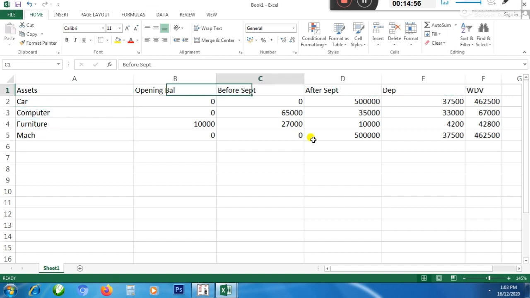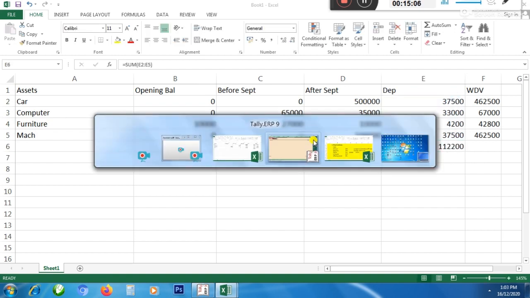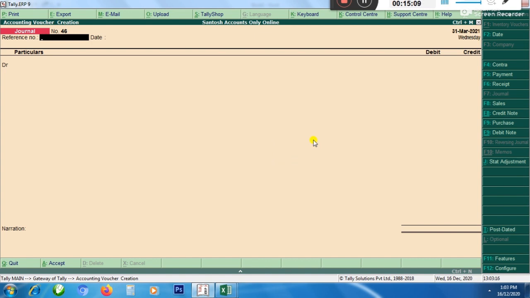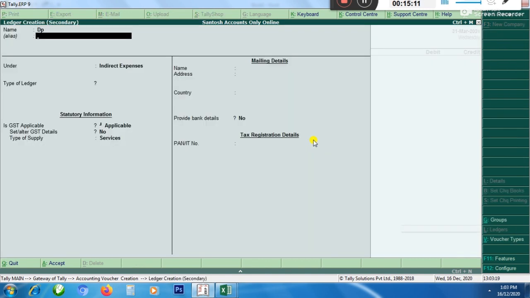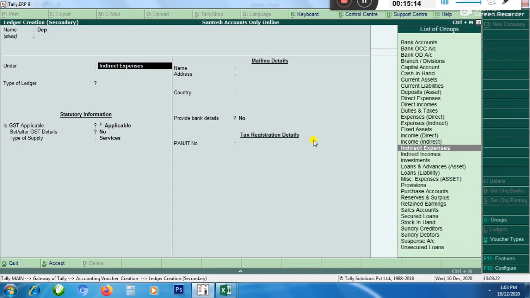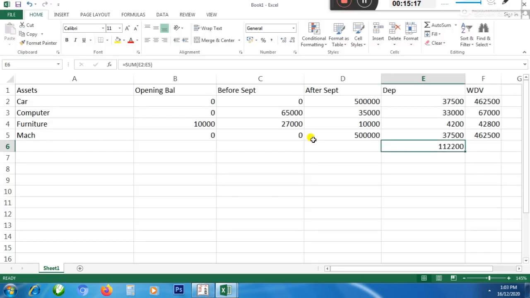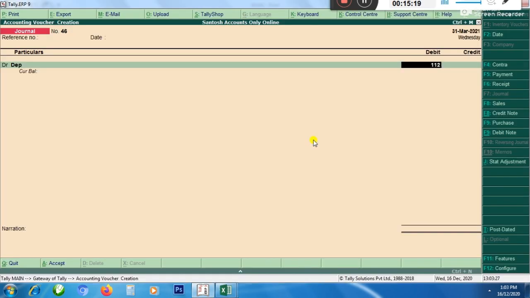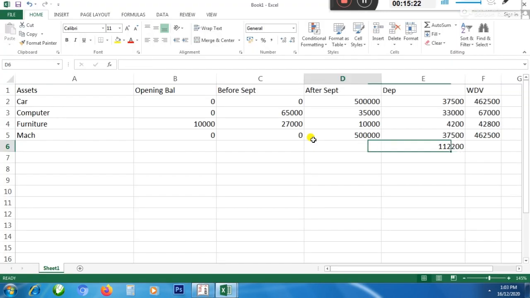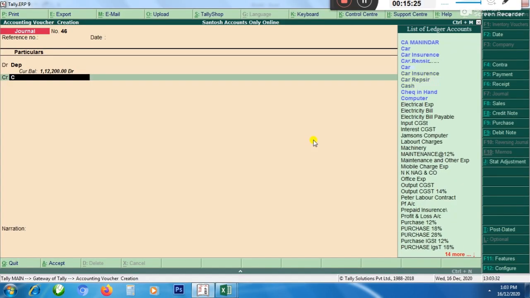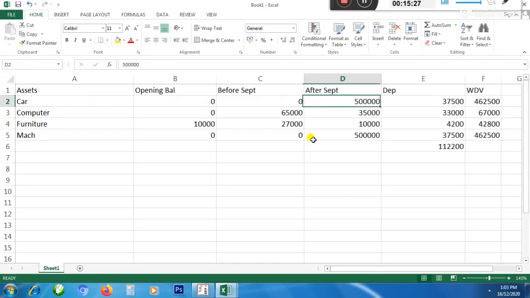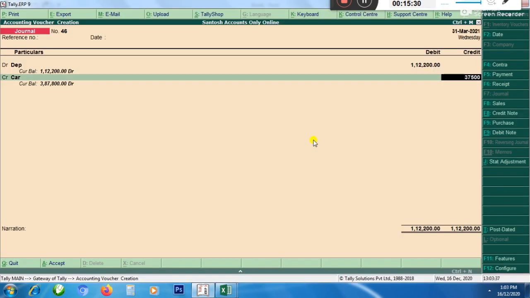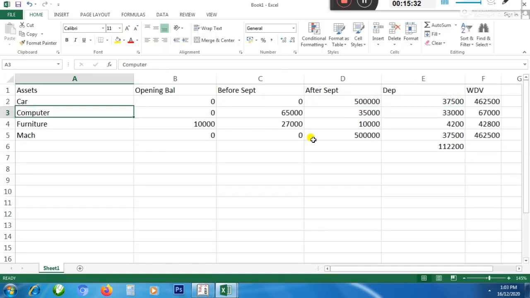After preparing the depreciation report, we have to pass a journal entry for depreciation. The total depreciation is 1,12,200. Pass the journal entry on 31st of March: debit depreciation under indirect expenses 1,12,200. Credit all the assets: first the car, on which the depreciation is 37,500. Second is the computer.